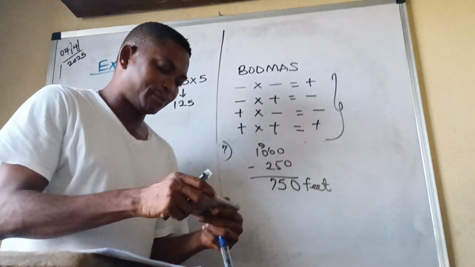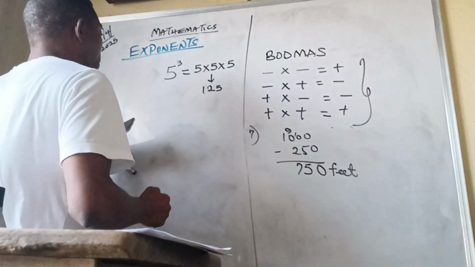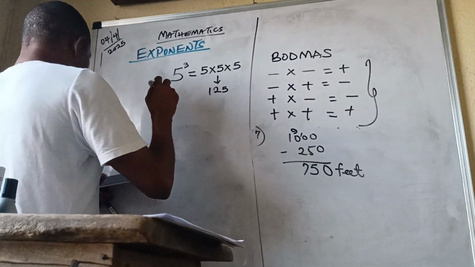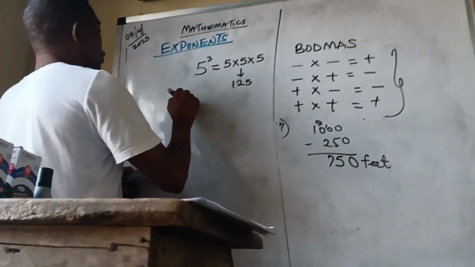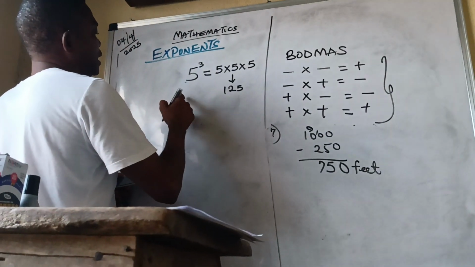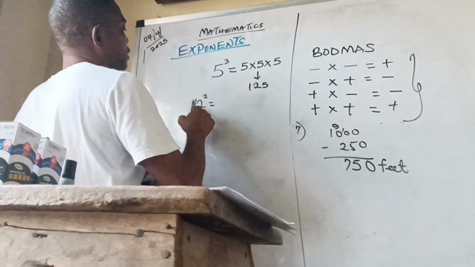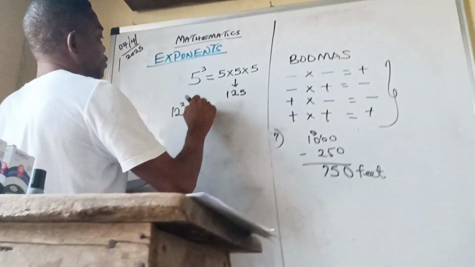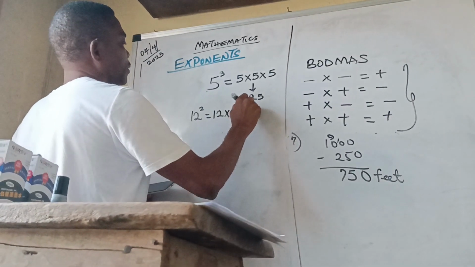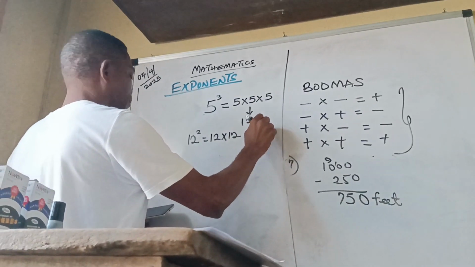Let's quickly look at other examples highlighted in our study material. 12 squared means the exponent is 2, the power is 2. 12 must appear 2 times: 12 times 12, and that will give us 144.